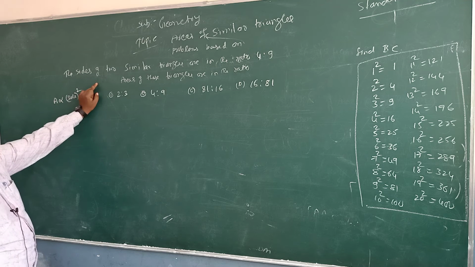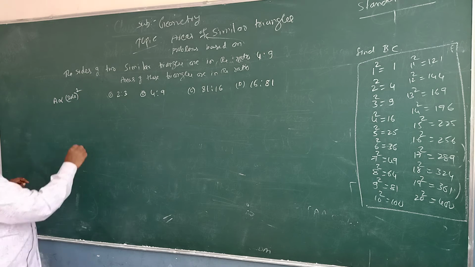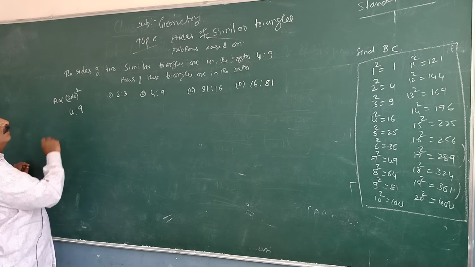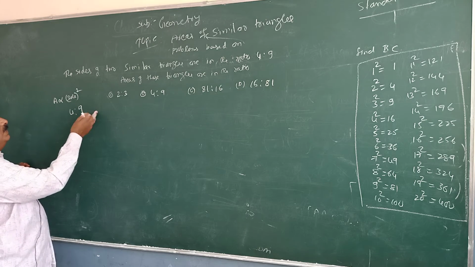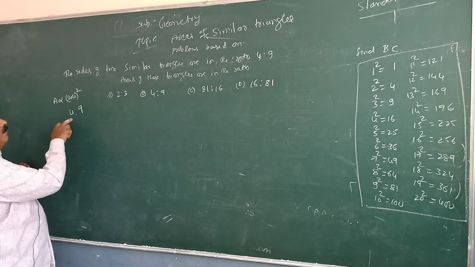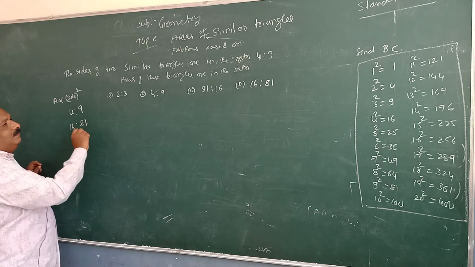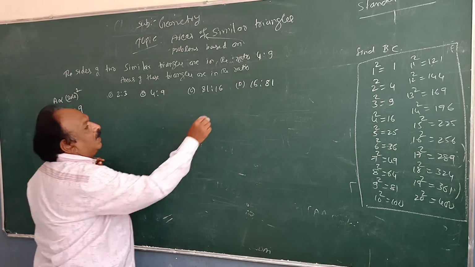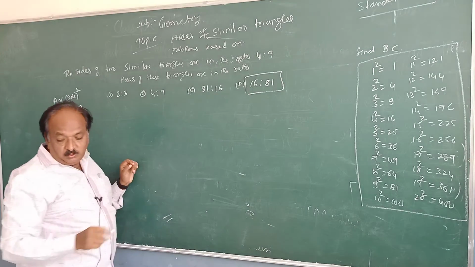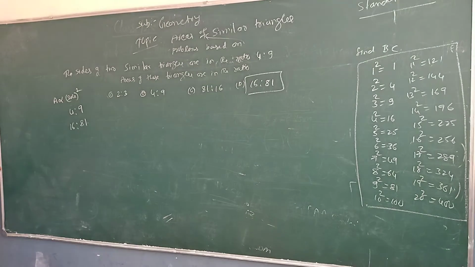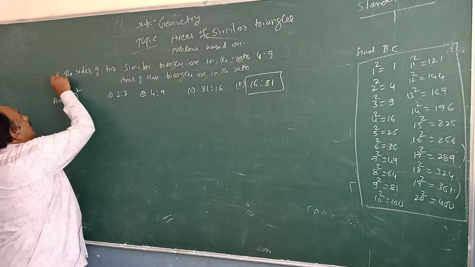Sides are given. What are the sides? 4:9. Squares of their corresponding sides. Squares, 4 fours are 16, 9 nines are 81. What is the answer here? Option D, 16:81. 16:81.